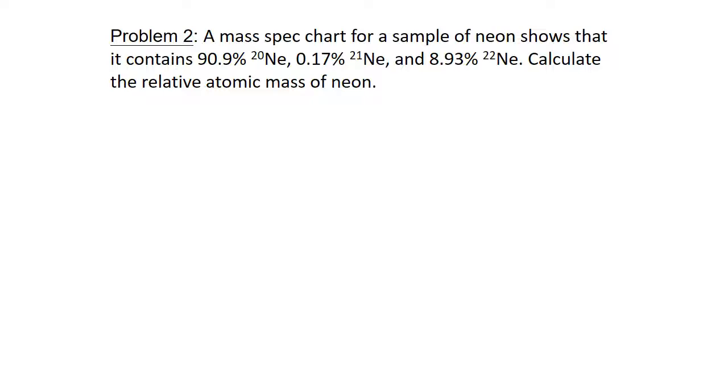Okay, so final example here. A mass spec chart for a sample of neon shows it contains 90.9% neon-20, 0.17% neon-21, and 8.93% neon-22. Calculate the relative atomic mass of neon. So pause the video now. Make sure you can work that out.